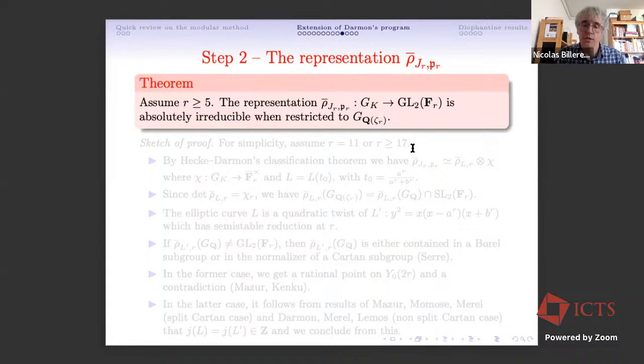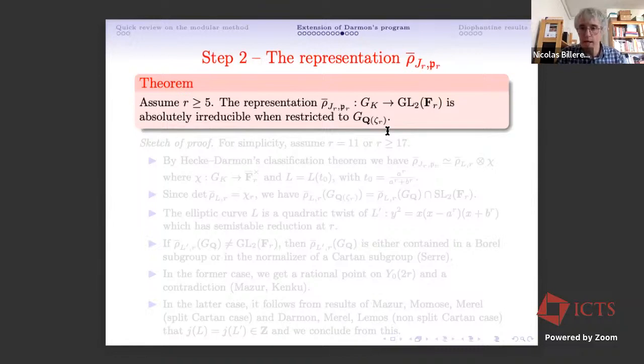So we assume that R is greater than or equal to 5. And so what we prove is that the representation rho bar, let me just say rho bar for that specific representation, rho bar J_R[p_R], from G_K into GL_2 of F_R, is absolutely irreducible when we restrict it to the absolute Galois group of the cyclotomic field.